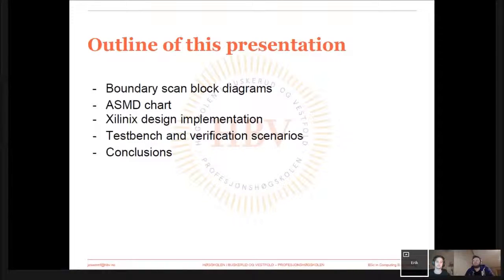In this presentation, we are going to present the boundary scan block diagrams, an ASMD chart, our Linux design implementation, a test bench, and verification scenarios and the conclusions.